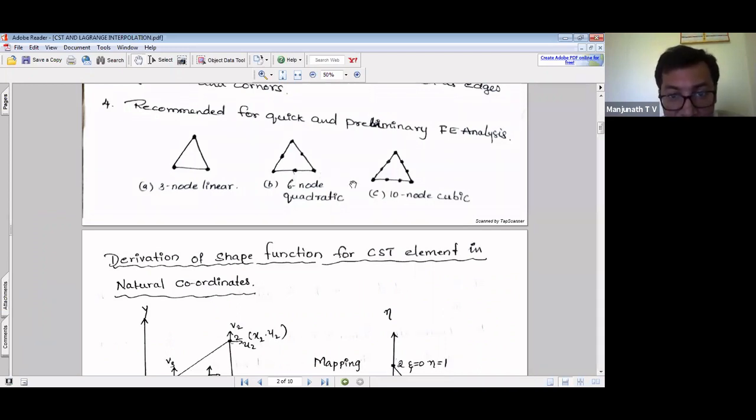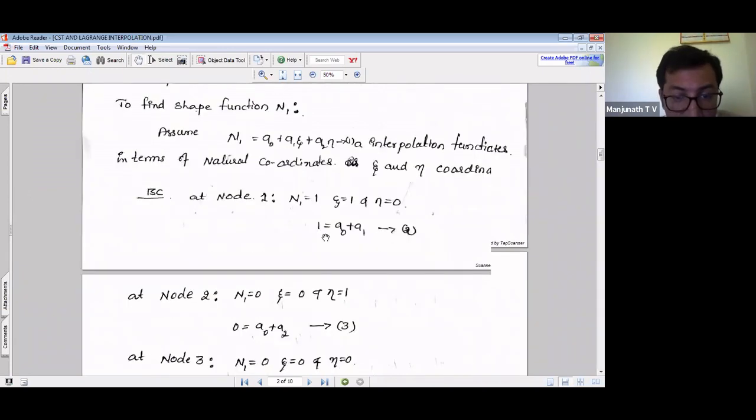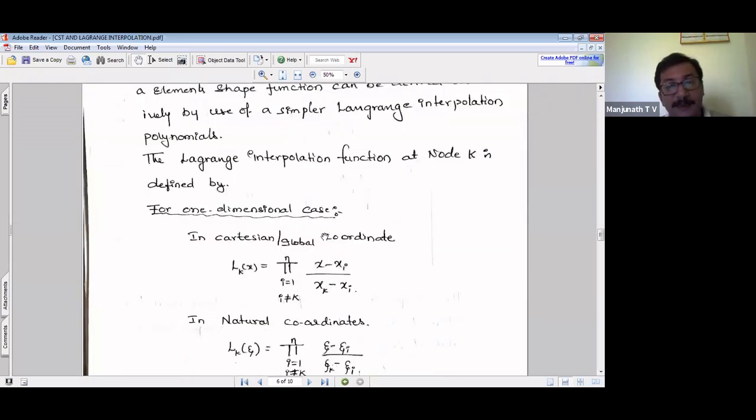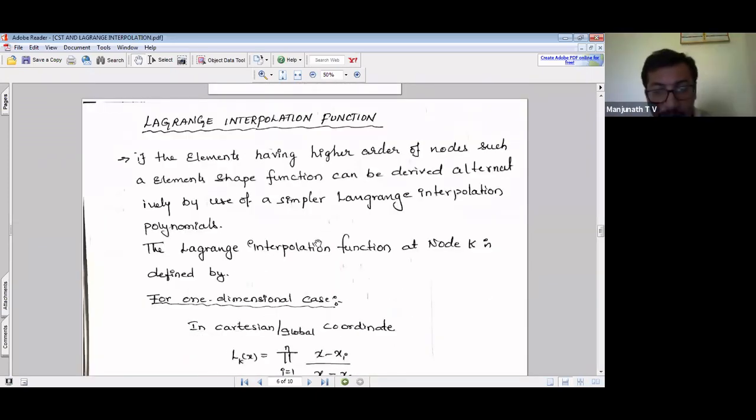If the element has an additional or intermediate node, then such types of elements we call higher order elements. If it has more number of points, then by using boundary conditions it is very difficult to find the shape function. So we are going to use the Lagrange's interpolation function. By using Lagrange's interpolation functions, we can find the shape functions easily for more number of nodes.